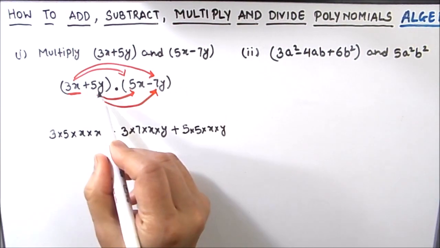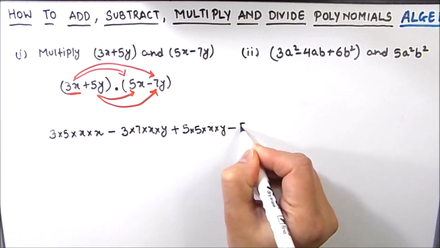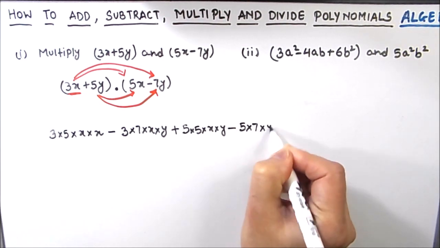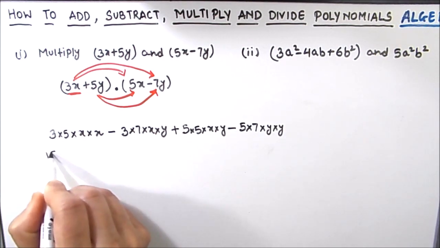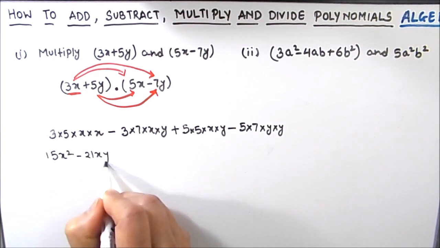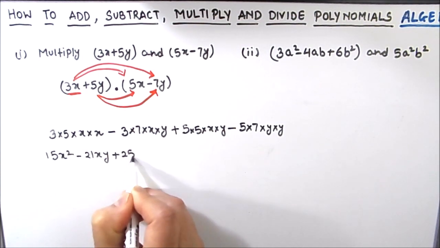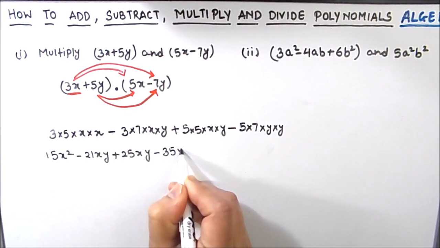And then 5y to negative 7y. So a negative sign will come, 5 times 7 times y times y. So this is 15x square minus 21xy plus 25xy minus 35y square.